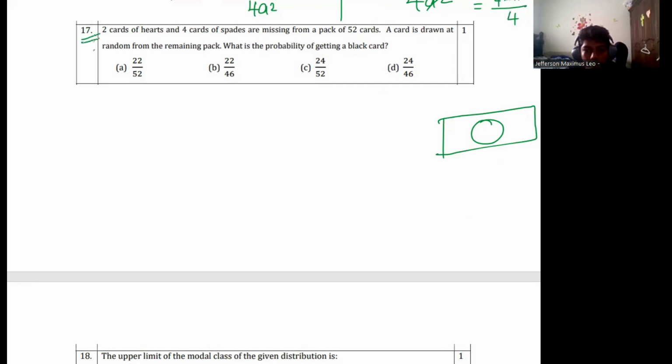Okay, 17th question now. 2 cards of hearts and 4 cards of spades are missing from a pack of 52 cards. A card is drawn at random from the remaining pack. What is the probability of getting a black card? 2 cards of hearts. Hearts has 13 cards, so 13 cards. And spade is a black card.